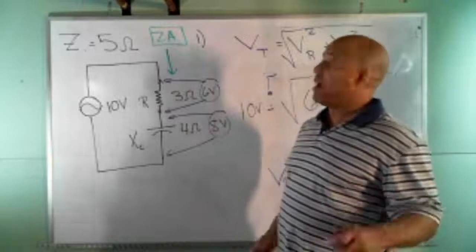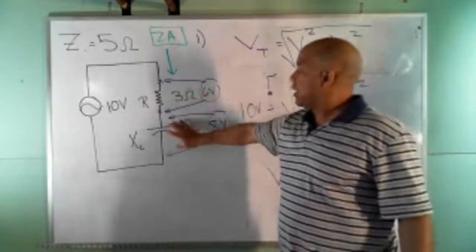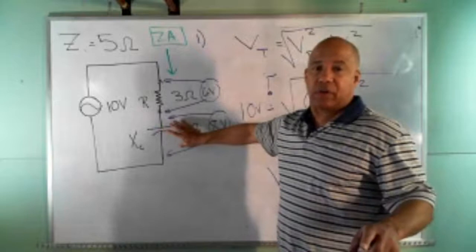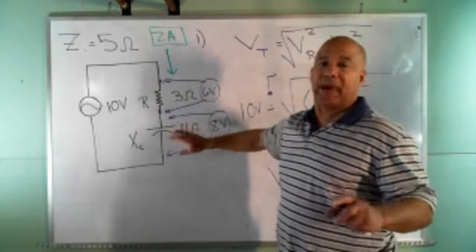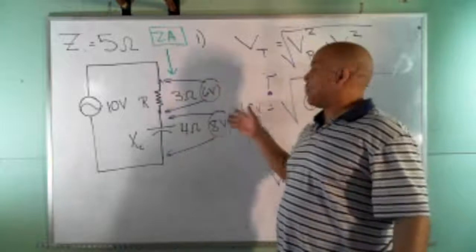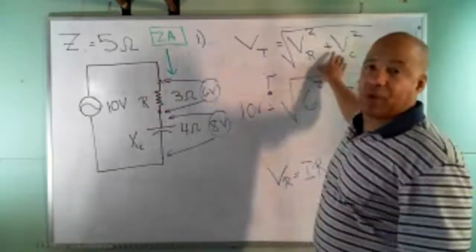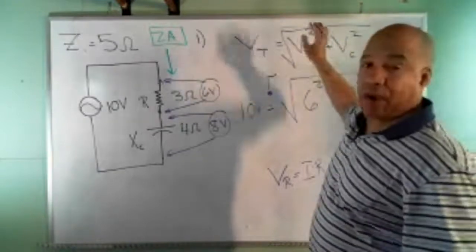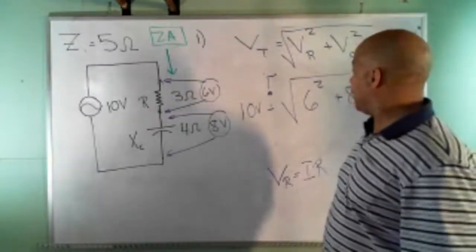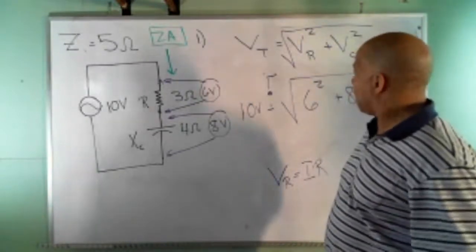It's only when you have a resistor and another component, like a resistor and an inductor, or a resistor and a capacitor. It's only when you have resistance and reactance that you've got to go to this right triangle stuff. And then Kirchhoff's voltage law adds up like a right triangle. So that's pretty important. Okay?